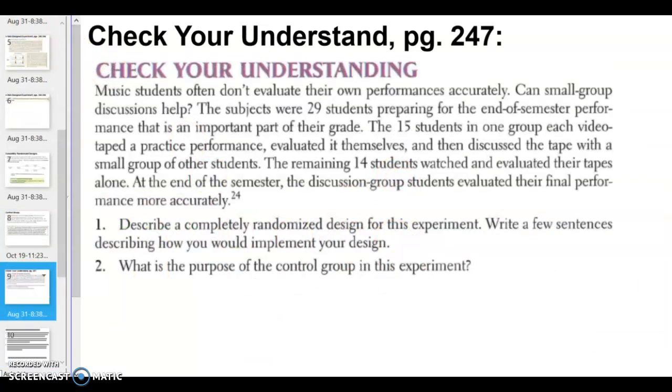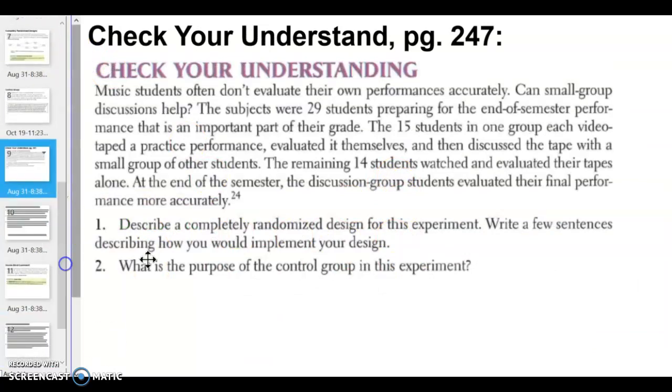Check your understanding. So I'll go ahead and pause. Okay, hopefully you had some time to look at that. If not, pause it and take a look at it again. So you're going to randomly assign the 29 students to two treatments. So 01 to 29 is what you would do if you're using the random number table, or you could describe how you would use the random int function. You're going to evaluate the performance in small groups or evaluating the performance alone.